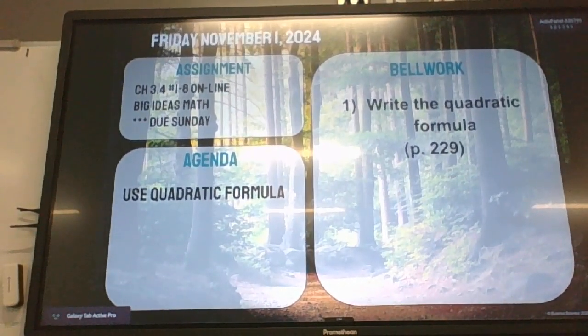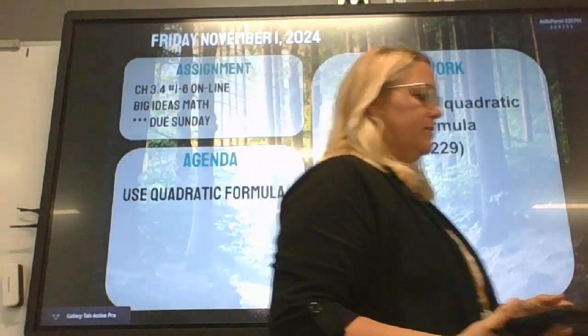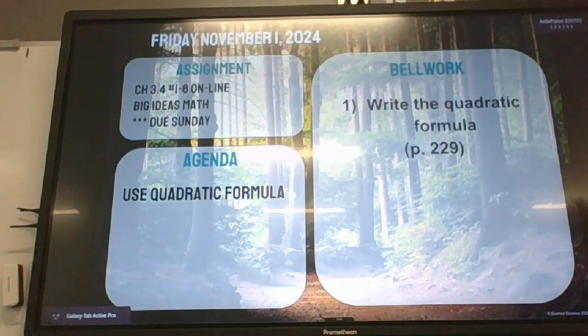Alright, so today we officially start using the quadratic formula to solve quadratic equations. Some of you will really appreciate having a formula. It takes some of the guesswork out of the other processes, but you do need to practice it.